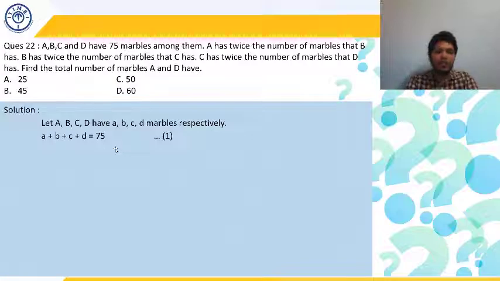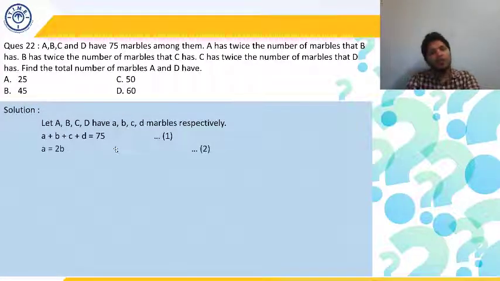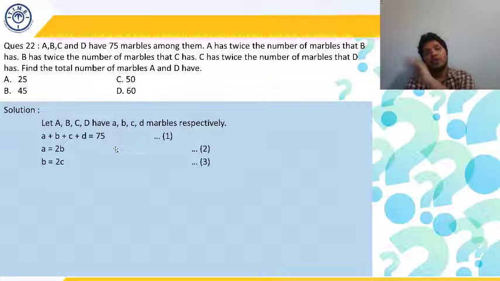Second, what is given in this question? A has twice the number of marbles that B has. So can I say a is equal to twice of b? Yes, of course we can say a is equal to 2b. Similarly, B has twice the number of marbles that C has. So b is equal to 2c. Similarly, c is equal to 2d.